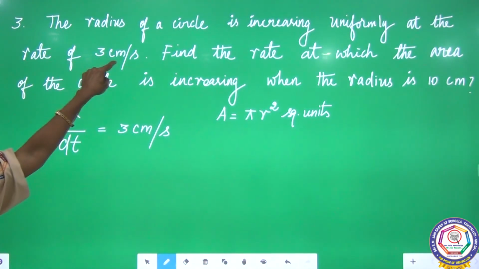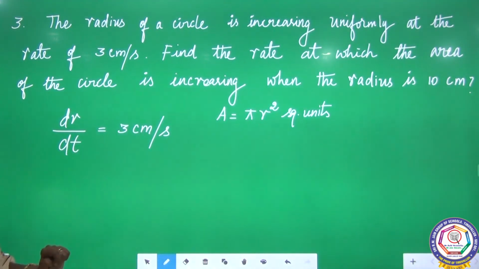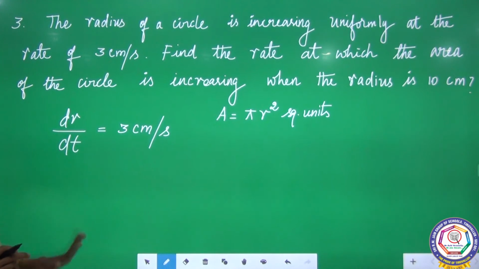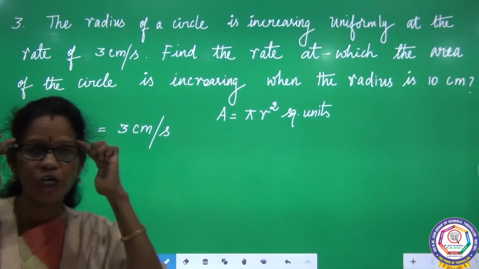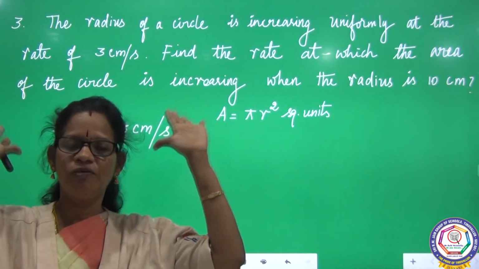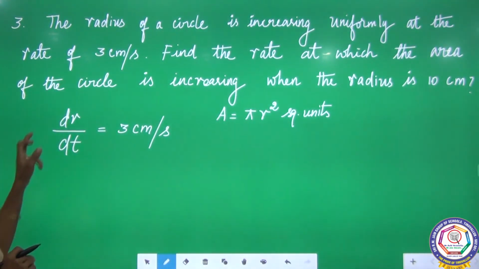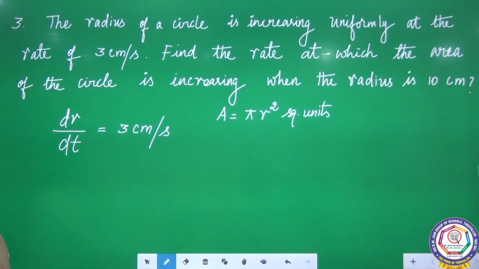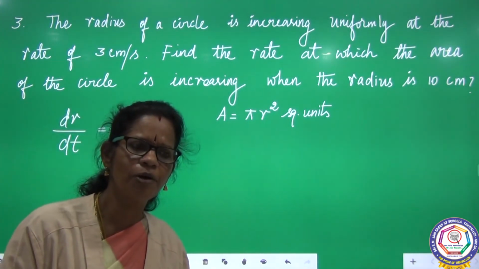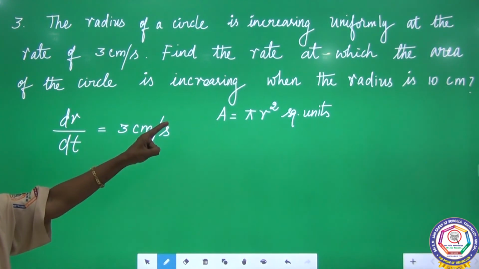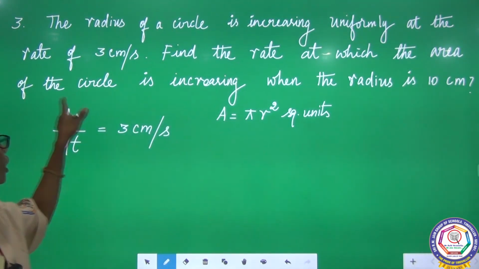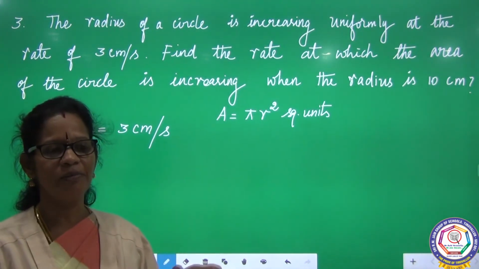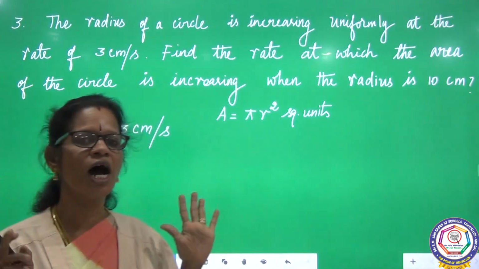Now you see, the radius of a circle is increasing uniformly at the rate of 3 centimeter per second. At the rate, that alone you should keep in your mind. Derivative, differentiation, right? dr by dt. Then area equal to pi r square. Why did I write area equal to pi r square? Because they are expecting the rate at which the area of the circle. Area of the circle means area equal to pi r square.